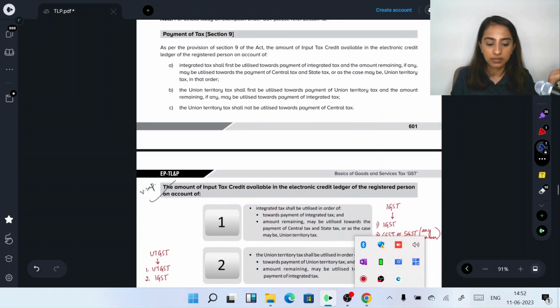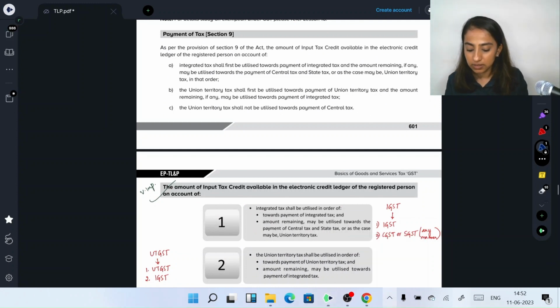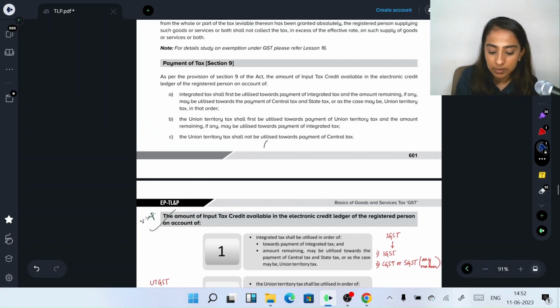Now, payment of tax. How do you pay taxes? We discussed earlier that you can set off the credit of the input taxes against the output taxes. So what are the types of taxes we are paying? We are paying CGST, SGST, and IGST. SGST and UTGST can be considered one and the same. They function in the same way, right?